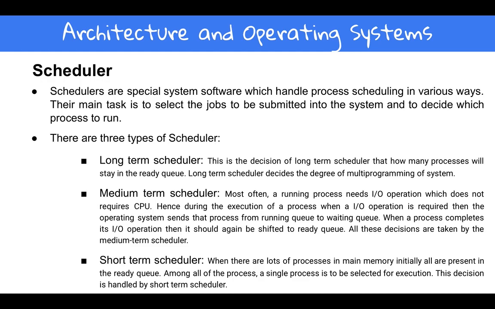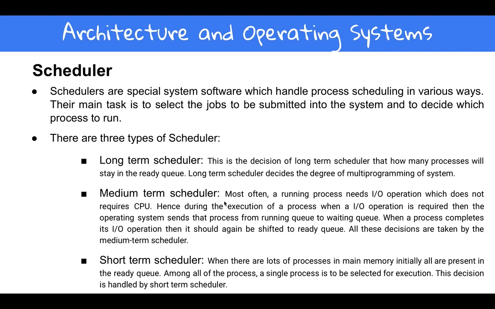We have 3 types of schedulers: short-term, medium-term, and long-term. What's the difference between them? The long-term scheduler is for the big programs. For example, you have multiple programs and you want to make them ready to be executed. So this is a long-term scheduler. You have ready queues, and you make the queues ready to be executed. So this is the decision of the long-term scheduler: how many processes will stay in the ready queue. They decide on the degree of multiprogramming of the system. It's a bigger picture, let's say.